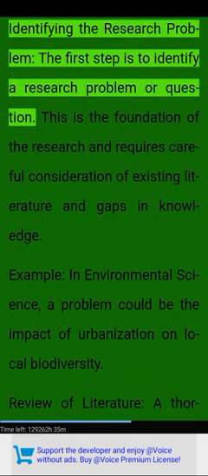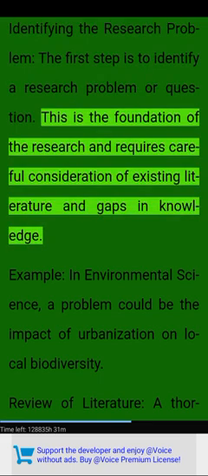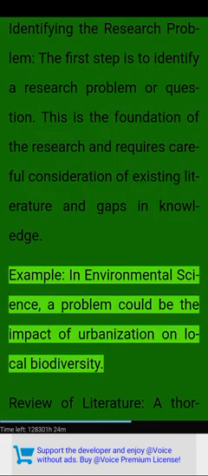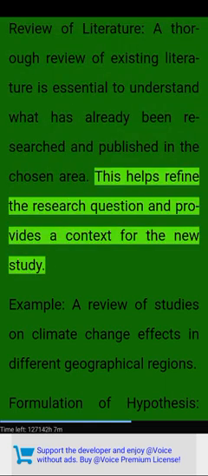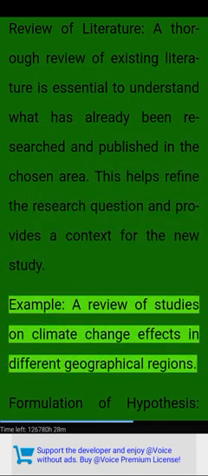Identifying the research problem. The first step is to identify a research problem or question. This is the foundation of the research and requires careful consideration of existing literature and gaps in knowledge. Example, in environmental science, a problem could be the impact of urbanization on local biodiversity. Review of literature. A thorough review of existing literature is essential to understand what has already been researched and published in the chosen area. This helps refine the research question and provides a context for the new study. Example, a review of studies on climate change effects in different geographical regions.